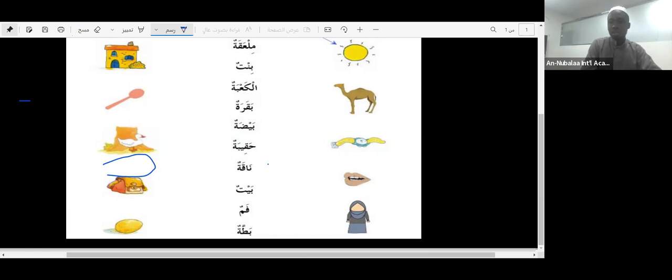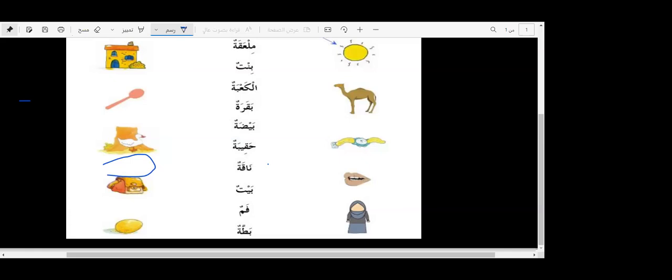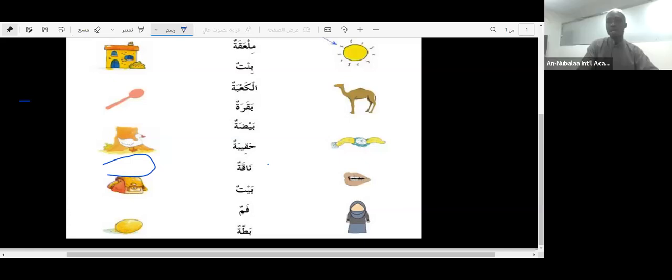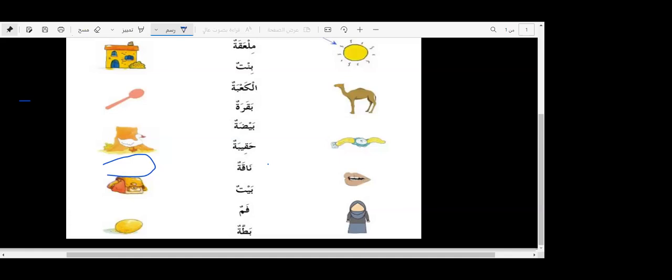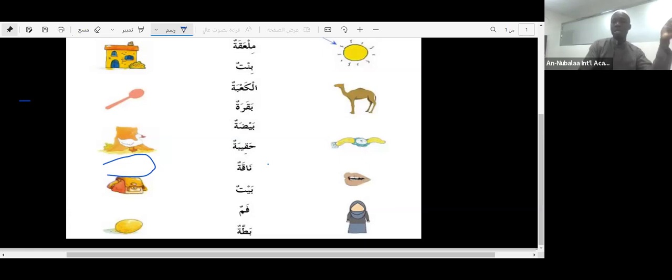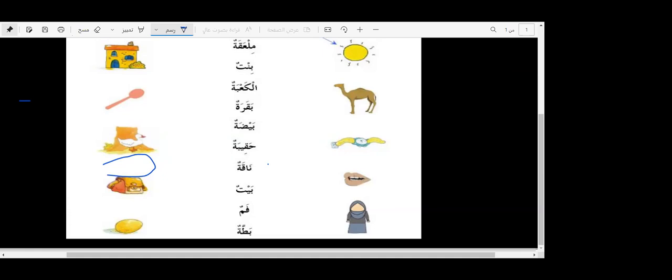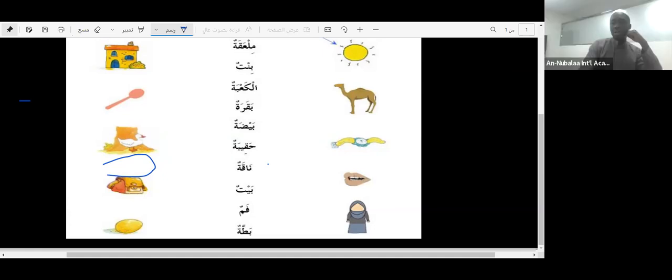What is the meaning of naqatu? No one knows it. Naqa is not mouth. Famu is mouth. We have said it so many times. Naqa is she camel. We said naqatun is she camel. Jamalun is male camel. We have ibil for camels.